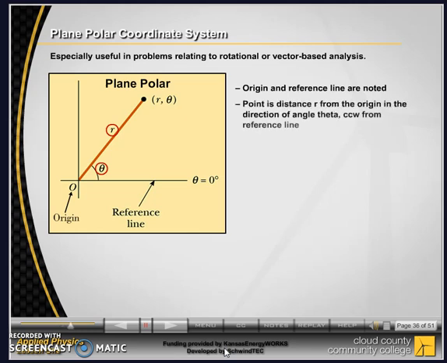Notice that the distance r from the origin in the direction of the angle theta is counterclockwise from the reference line. This will be something we will consistently do. The point is labeled r theta.